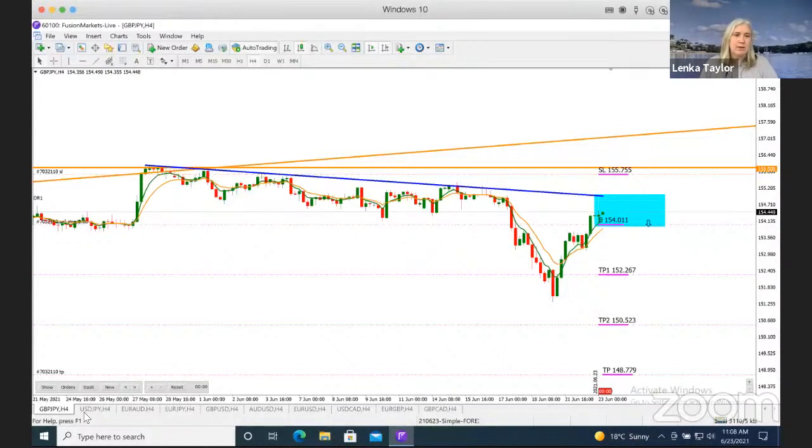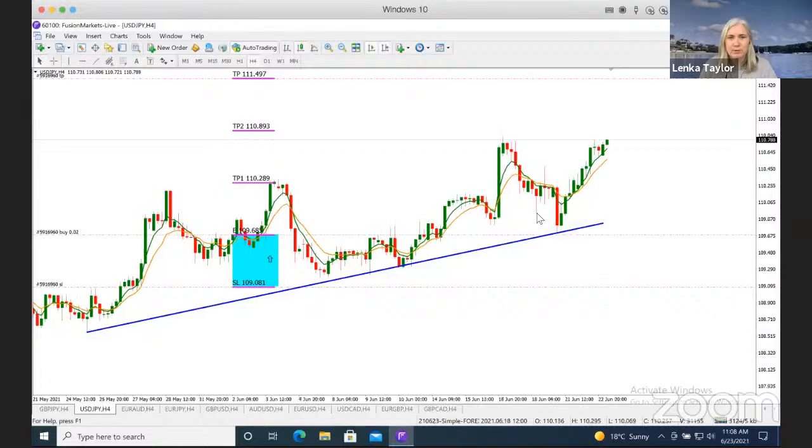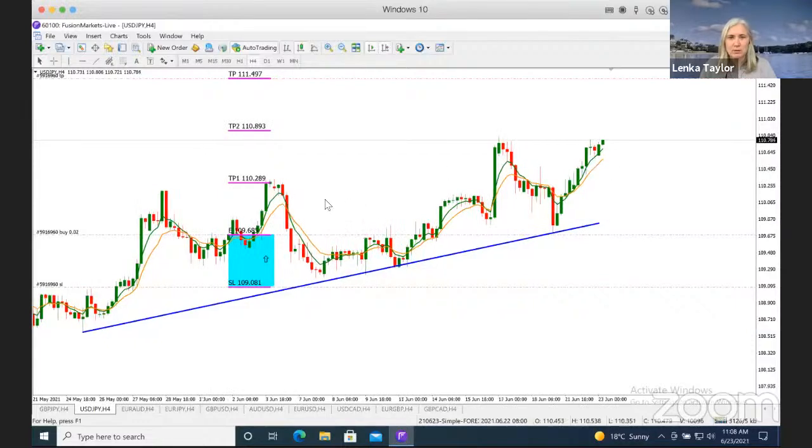So the next currency pair I'm going to have a look at is USD JPY. That one I am already in the trade, so still holding. So far we have reached TP1 and at the moment we're still at this point here, almost similar to the previous high. So still staying in that trade and holding on.